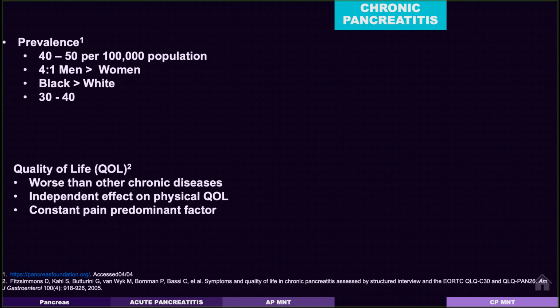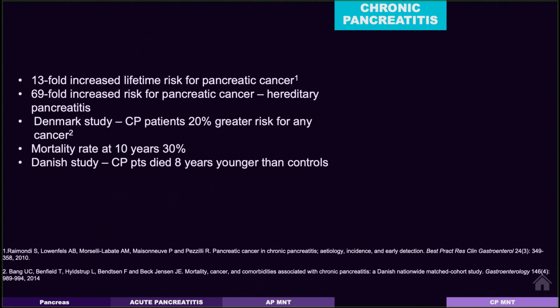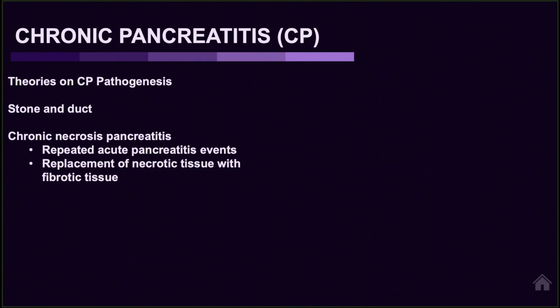Some other statistics on this disease: we see a 13-fold increased lifetime risk for pancreatic cancer, and a 69-fold increased risk for pancreatic cancer when it's related to hereditary pancreatitis. Okay, I think you understand that chronic pancreatitis just opens the door to cancer risk. Chronic pancreatitis seems to involve genetic factors and environmental factors. Studies have identified gene susceptibility associated with loss of function and mutations.